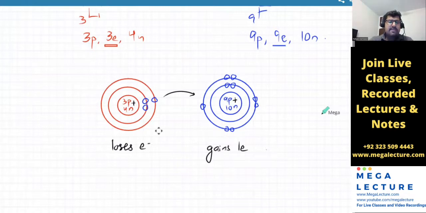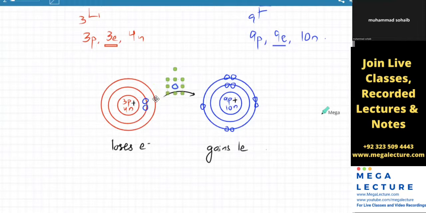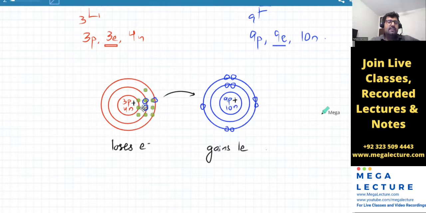So the question is, how many electrons will the metal lose? Remember, it will only lose this outer electron. It will not lose these two electrons. What's the reason? Why doesn't it lose all three electrons? Why just the outermost? Because it's the closest. Because they're closer. When you're closer, there's more attraction, right? So it's a lot harder to lose this electron, right? This outer one is really far away, so it's easier to lose that electron.